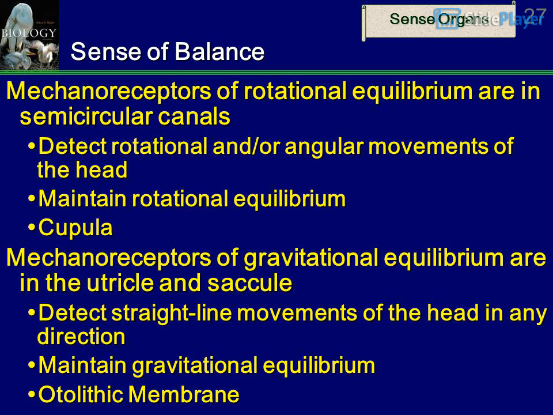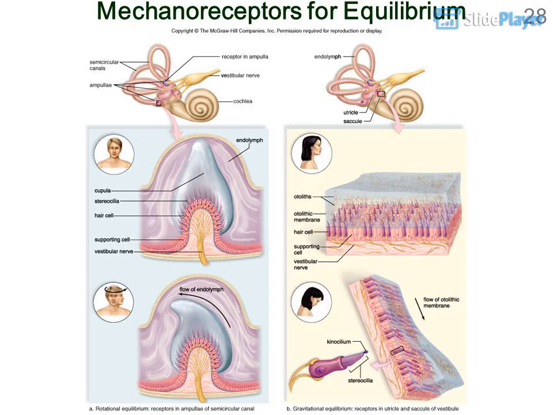Sense of balance. Mechanoreceptors of rotational equilibrium are in the semicircular canals. They detect rotational and angular movements of the head and maintain rotational equilibrium. Cupula. Mechanoreceptors of gravitational equilibrium are in the utricle and saccule. They detect straight line movements of the head in any direction and maintain gravitational equilibrium. Otolithic membrane. Mechanoreceptors for equilibrium.